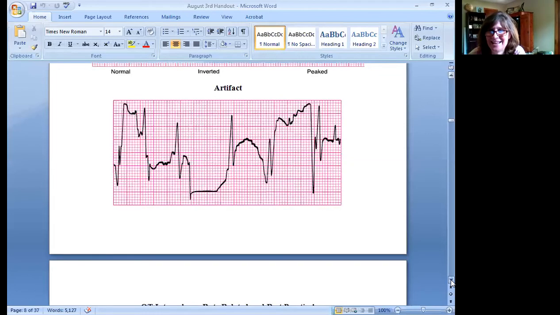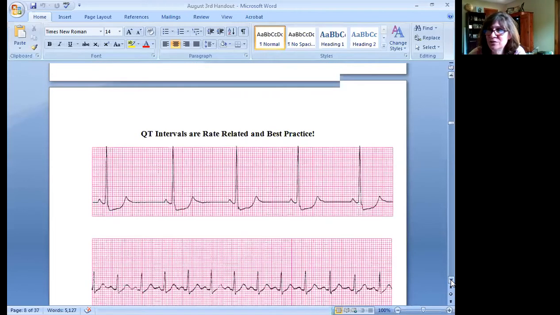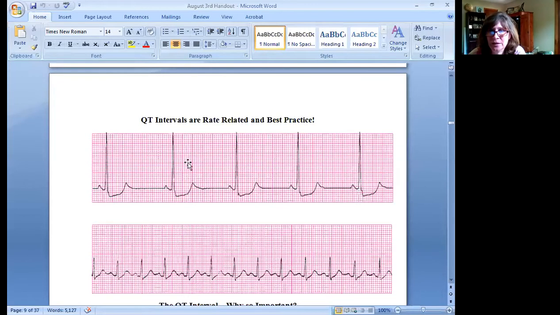especially these days. QT intervals are rate related. Let's look at this strip, and we'll look at this strip again. It is 30 boxes across. I already counted it. You can count on your own. Let's count the number of complexes. 1, 2, 3, 4, 50-ish. Let's do the large box method. 1, 2, 3, 4, 5, 6.5.